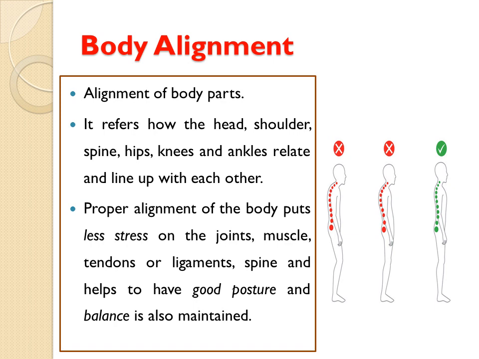So body alignment is the relation of the body parts to each other, whether it's head to shoulder, then spine or hips or knees or ankles. Like you can see in the diagram, proper body mechanics of the spine is ticked in green color, whereas the others are in red color with a cross. And when you have good body mechanics, obviously you will have very little stress on the musculoskeletal system, you will have a very good posture, and also your body balance will be maintained.